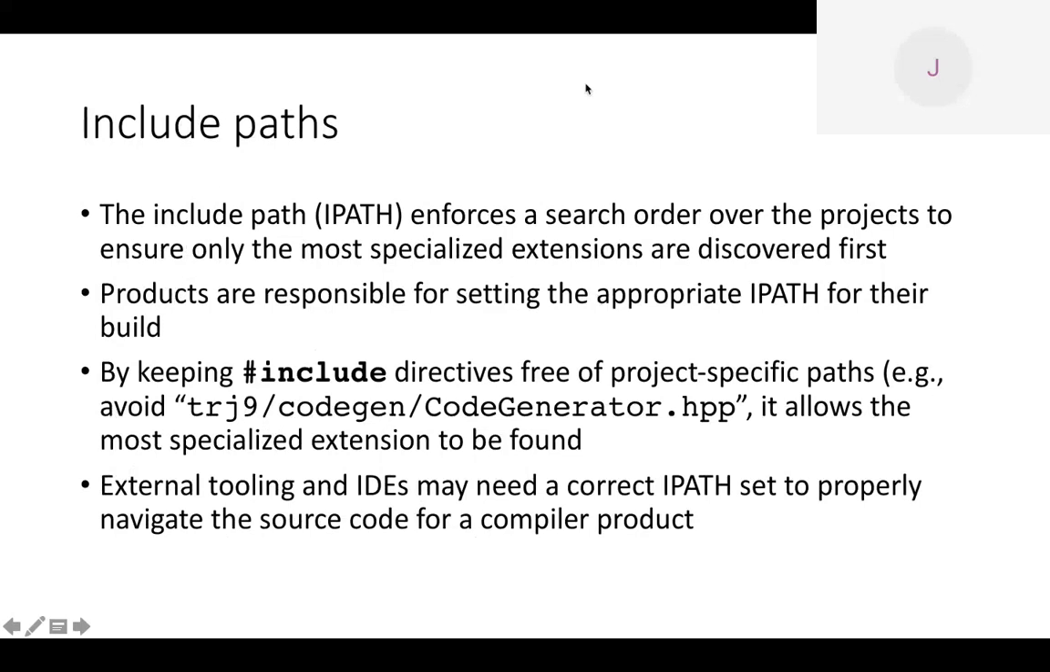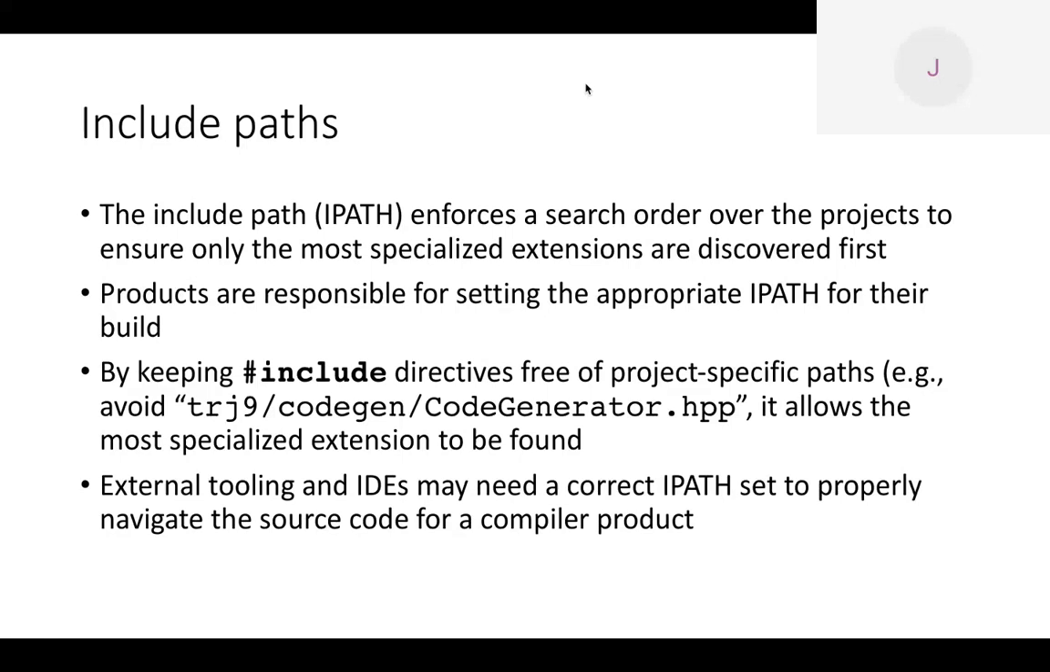A little bit more on that. The include path enforces a search order over the products to make sure that only the most specialized extensions are discovered first. Like I said on the previous slide, you can have multiple implementations of something in your project, but depending upon how you want to build it at this moment, the iPath will find the right extension that you are interested in. And each product is responsible for setting the iPath that makes sense for that particular build.